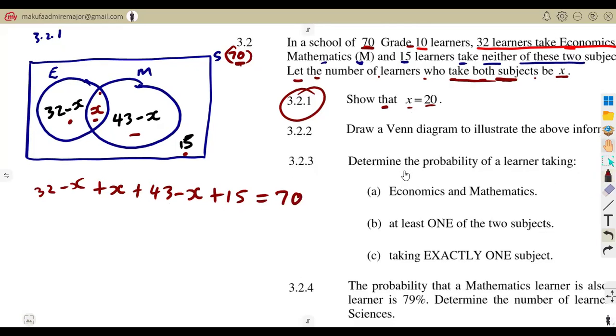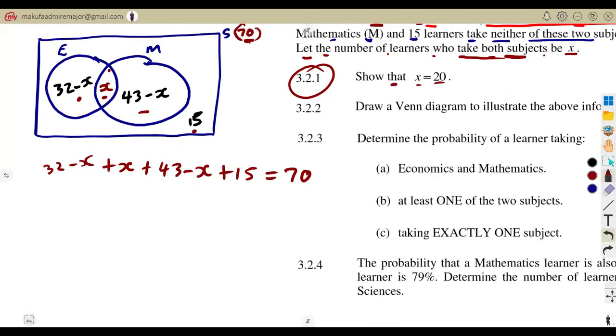Thus, we have formed an equation where we can solve for this X. So simply add the numbers, guys. 32 plus 43 plus 15. You add the numbers together. That was going to give us a 90 there.